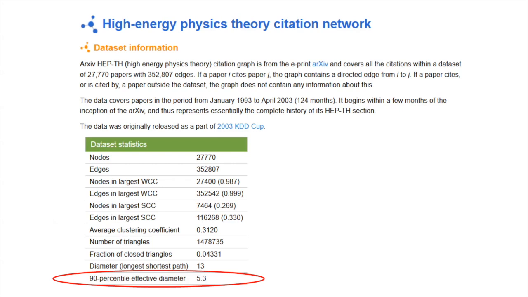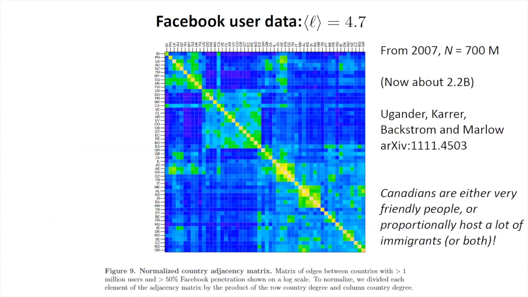It's not an accident that the concept of Erdős number actually comes from this as well, because he worked with lots of people. Here is some data. This is actually very outdated. This is from 2007, when Facebook only had 700 million users. This is the median length between any two Facebook users, and it's about 4.7.